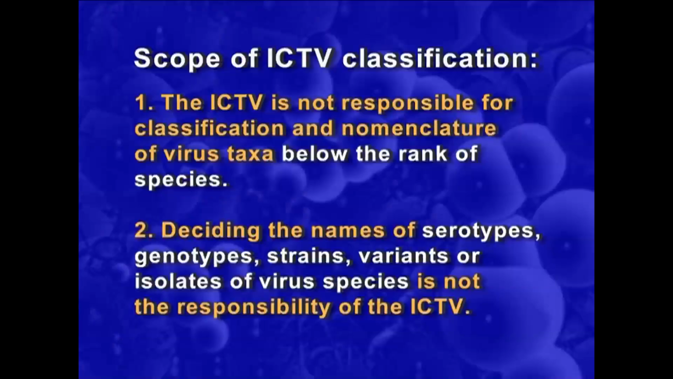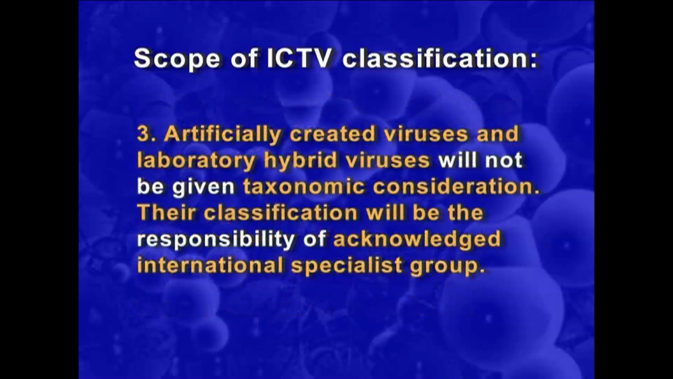Now we will be discussing the scope of the ICTV. ICTV system was classifying the viruses till the species level. It doesn't classify the serotypes, genotypes, strains, or variants of the virus species. It also doesn't take care of any artificially synthesized viruses or viruses that were developed in the laboratory; these were not assigned in ICTV.